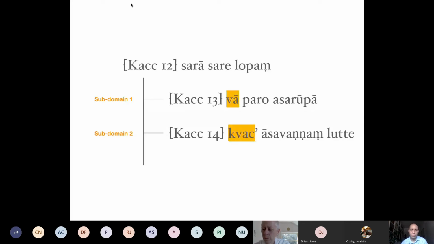So here, va and kochi are both option markers, as we have said, and kochi in 14 blocks the option va. Therefore, it opens a new domain under the governance of Kaccāyana 12. So Kaccāyana 12 is the general rule. Kaccāyana 13 is a kind of exception to that general rule. Kaccāyana 14 is an exception to that general rule. 14 is not an exception to the rule 13.